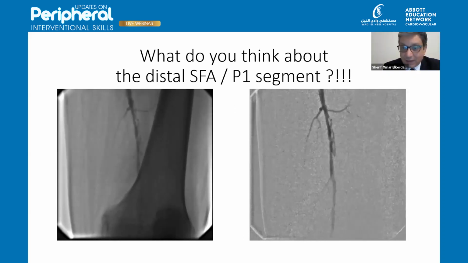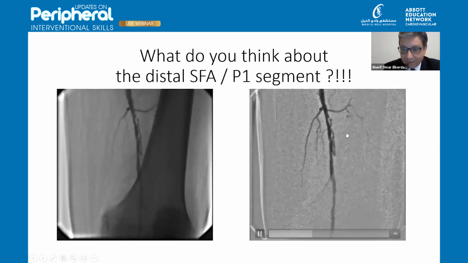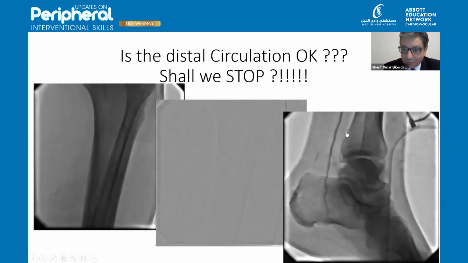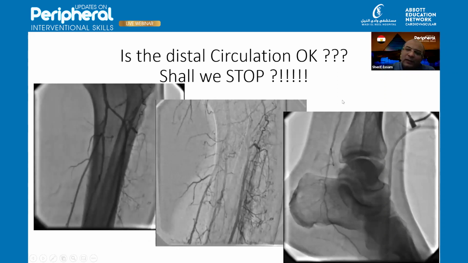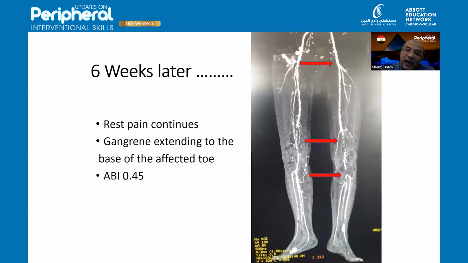You have two ugly dissections, one on the common femoral and one in the distal SFA. I think you cannot leave this like that. You have to do something for both of them. Well, that's what we should have done, but we stopped the procedure at this stage, and we decided to follow up the patient in clinic and see what will happen. And that's what happened.